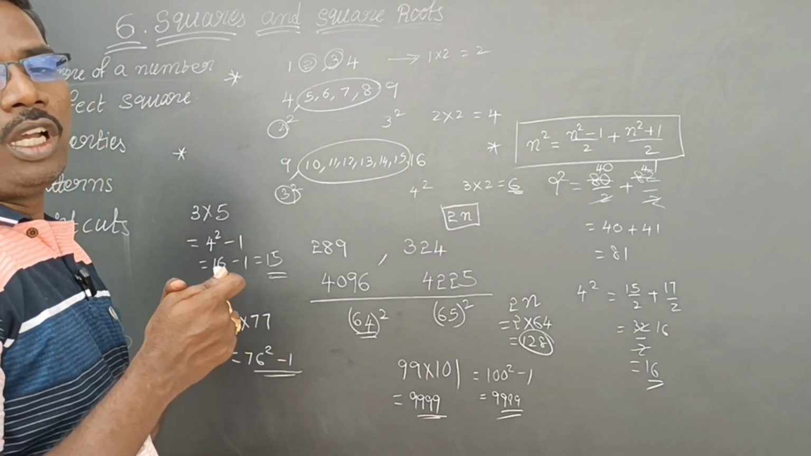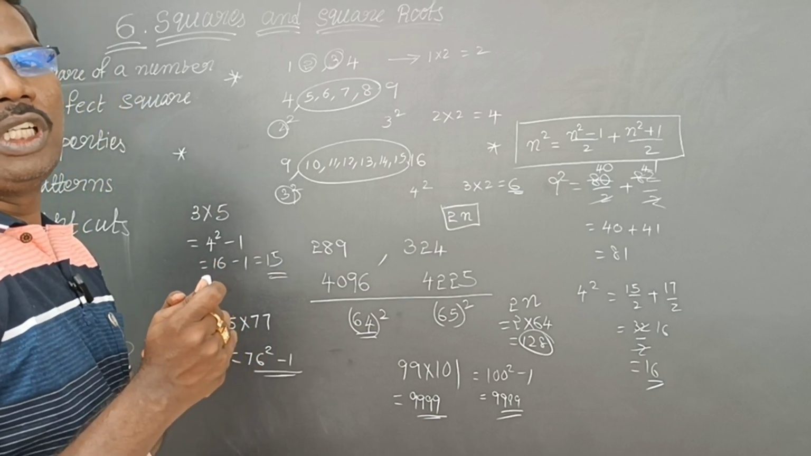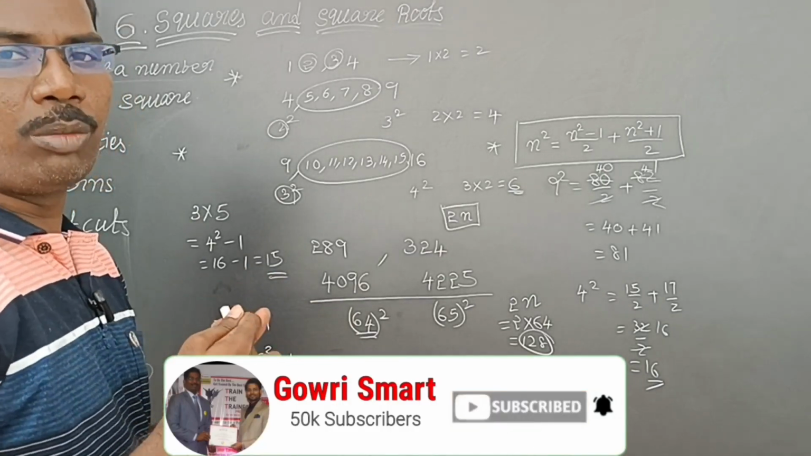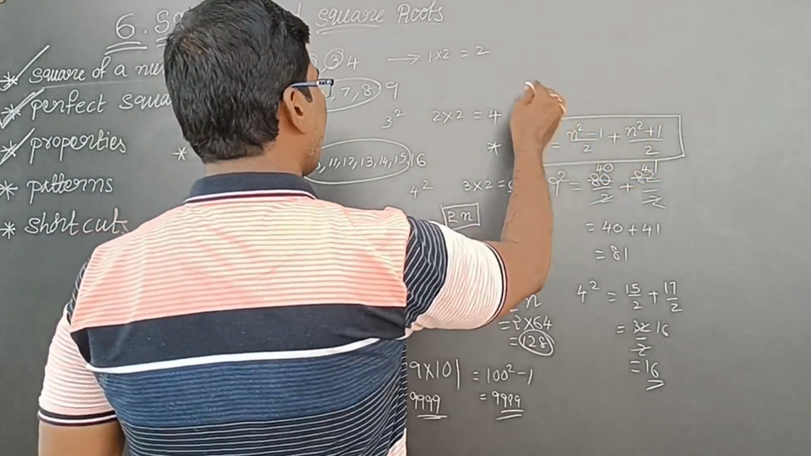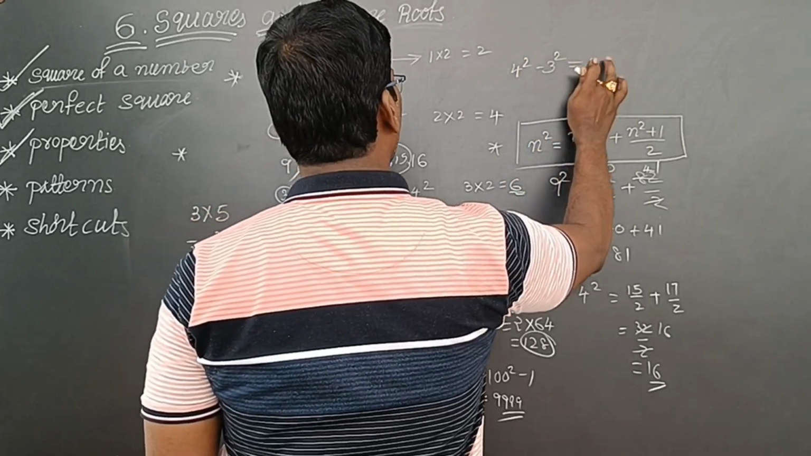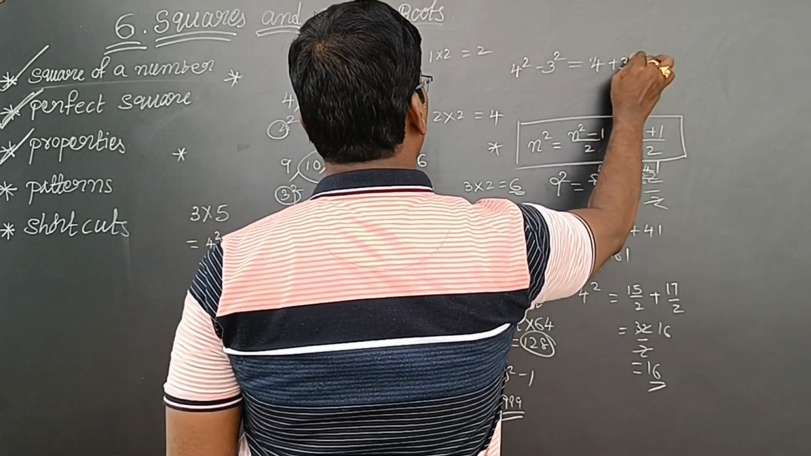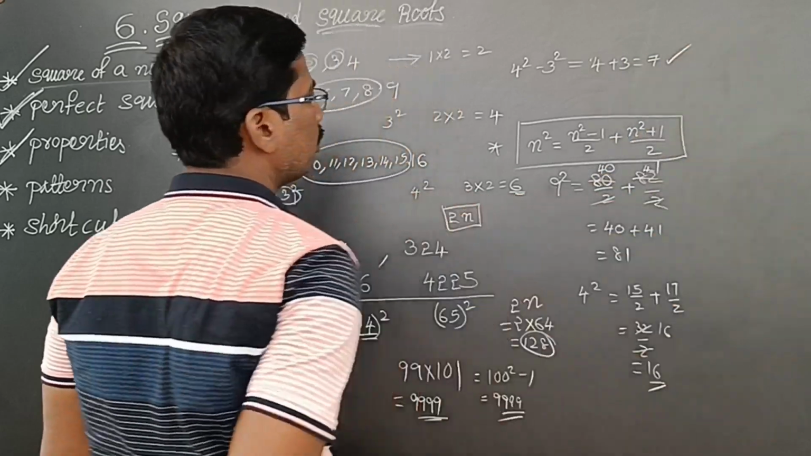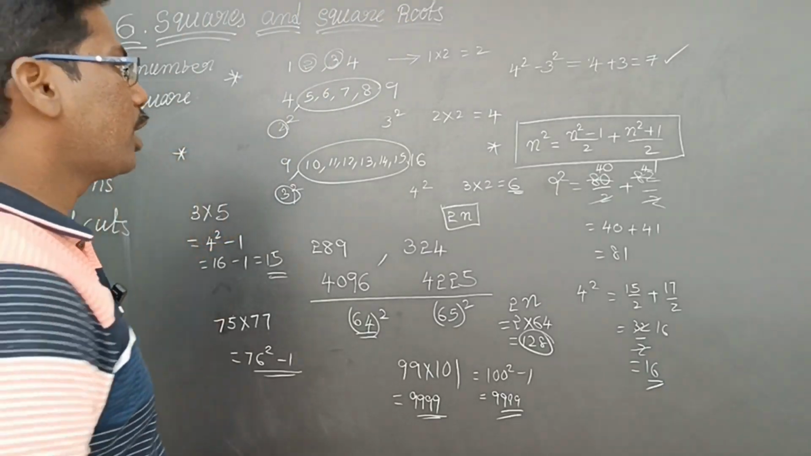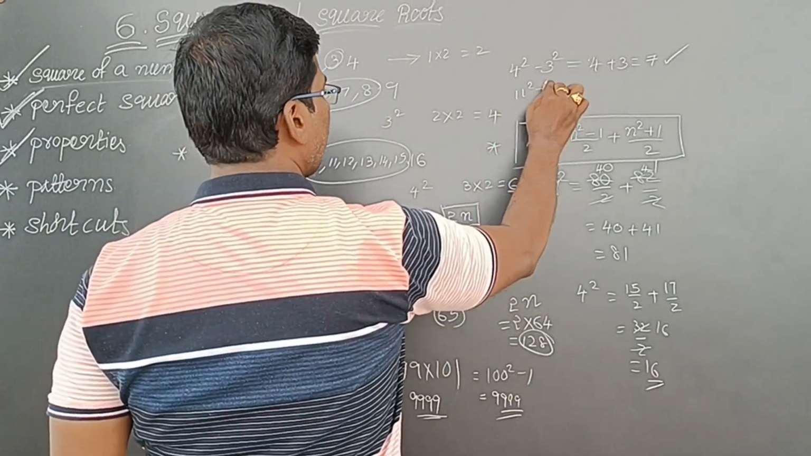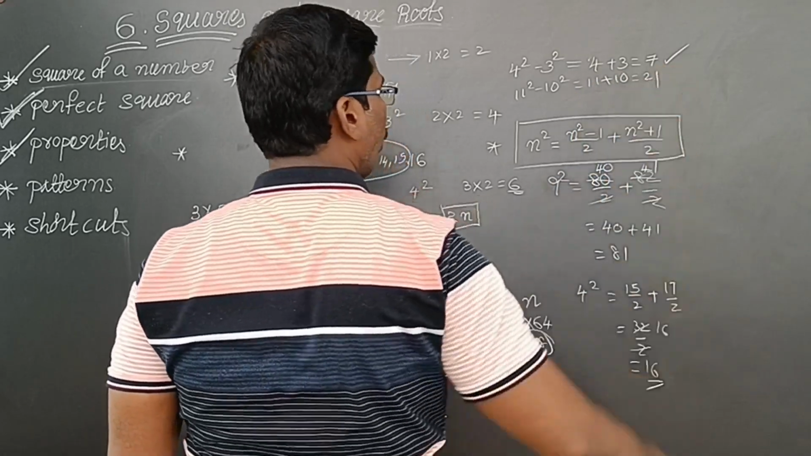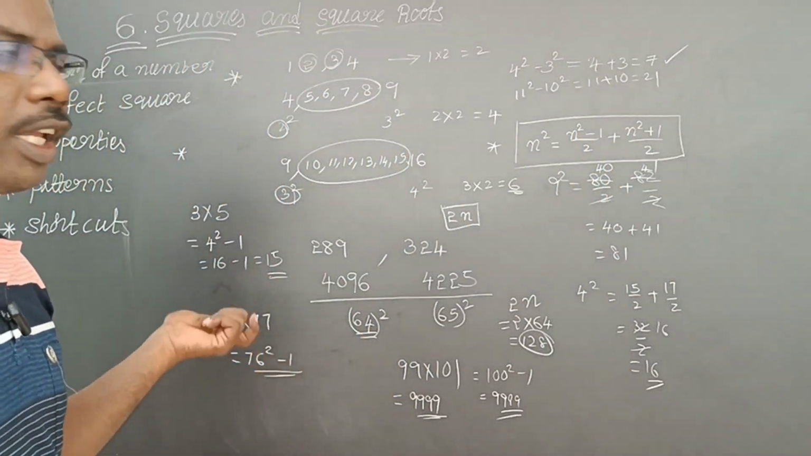And one more thing. The difference of any two consecutive square numbers is the sum of the numbers. For example, see here, 4 square minus 3 square. So this is 4 plus 3, because I am taking two consecutive numbers. So 4 square minus 3 square means 4 plus 3 is the answer. For example, see here, 11 square minus 10 square. The answer is 21 because 11 plus 10. Even if I don't know the squares, if I know this property, I can get the answer.